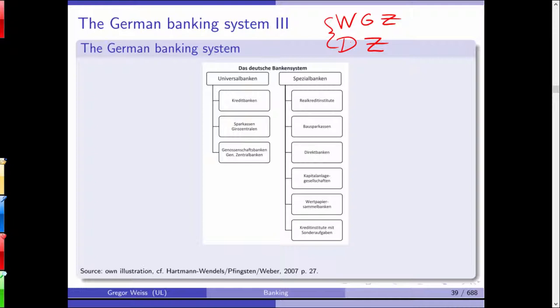And then, apart from these three pillars, we have real estate institutions, Bausparkassen, online banks, investment companies, and so on, and also some credit institutions with special purposes. Do you have an idea? Maybe you have a faint idea of what this could be, a credit institution with special tasks. This is also a very German thing. There's one famous bank that is a credit institution that has a very special task, and is also federally owned.